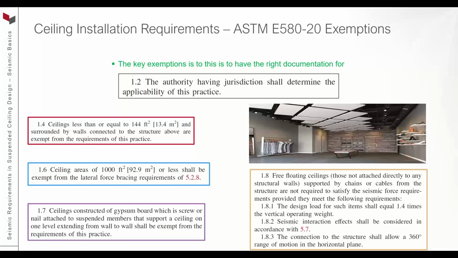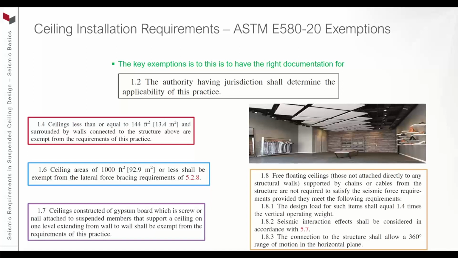And each one of these, well, two of the three have complications in them in the sense that we have the ceilings less than 1,000 square feet. Anything more requires it. The gypsum ceilings, we can't have elevational changes, and it must attach to walls to be exempt. And then the free-floating ceilings have quite the criteria within themselves.